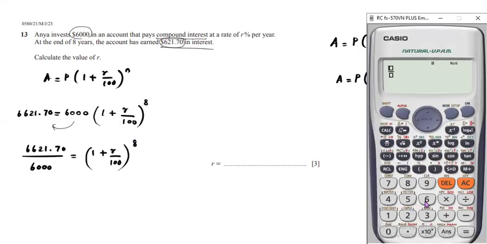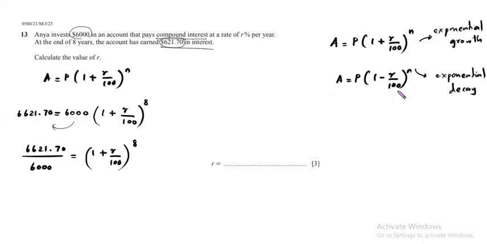So I have 6,621.70 that has to be divided by 6,000. When we do that, this is what we get. Now this is equal to 1 plus R over 100 to the power 8. Now I need to get rid of this power 8. So I need to do the opposite of it, that is the 8th root. I have to do the same thing to this side as well. This way I can get rid of the roots.